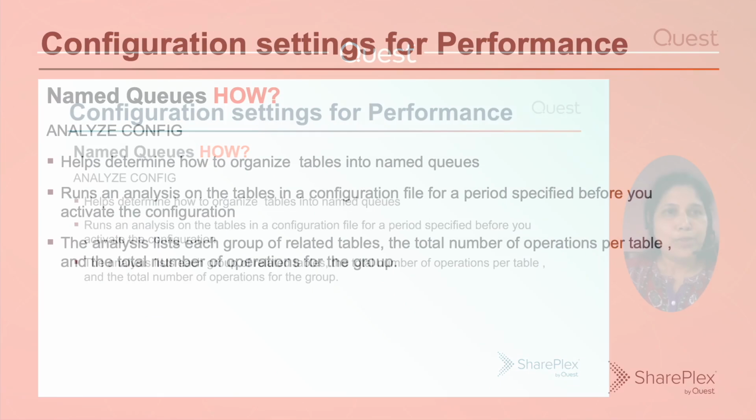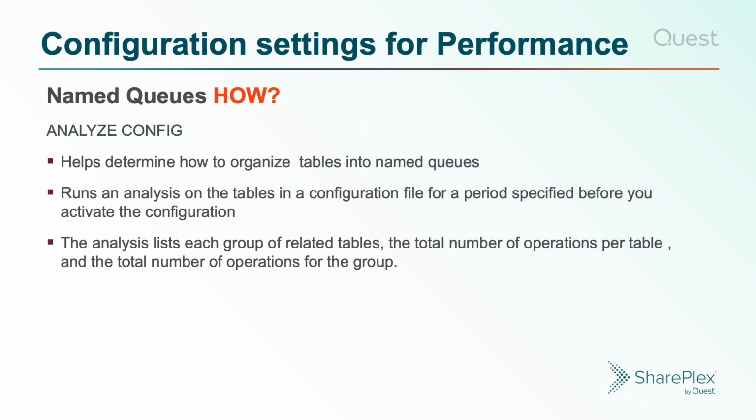Now we talked about export and the post named queues. Now how are we going to set these queues? There's a command called analyze config, and you run it for n number of days or n number of hours. So what does this command do? It runs the analysis of the tables in the configuration for a period of time specified before you actually activate the configuration. You run this command, and all the data is collected in the log file, which is there in the SharePlex log directory. And you can review that after the period of time.